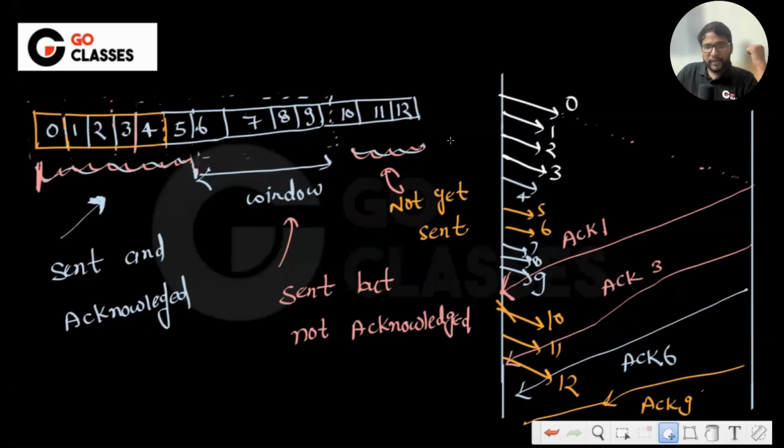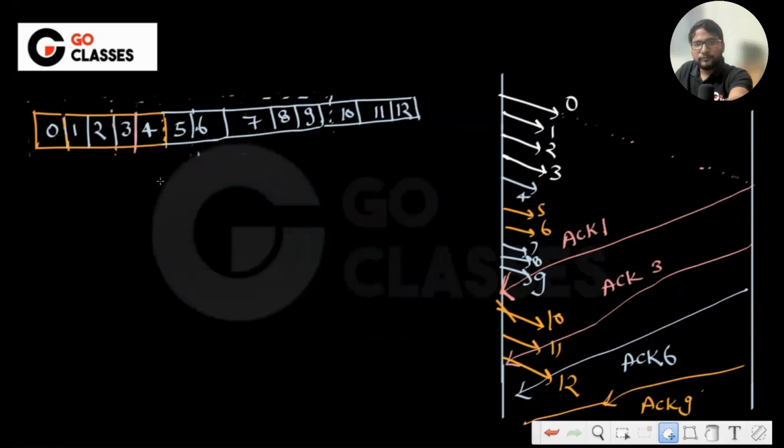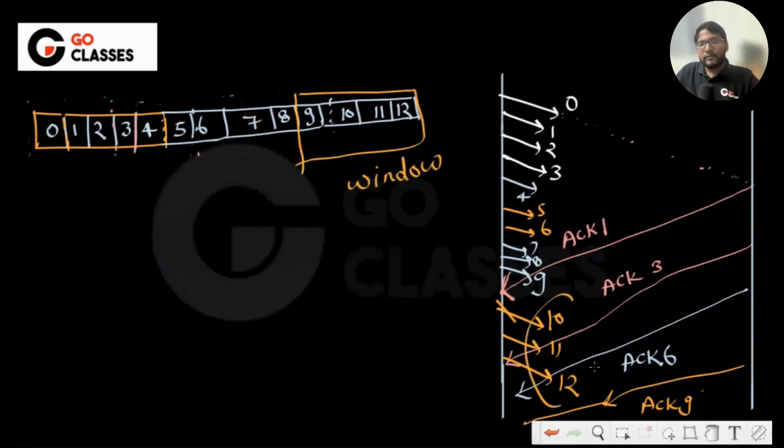I mean, base will be 9, right? For the new window. And 10, 11, 12 has been sent. Are you going to send this 9 again? No, right? If there is a timeout, we will send. It's not an issue. But I'm not going to send it again without timeout. If there is a negative acknowledgement or there is a timeout, then we will send.